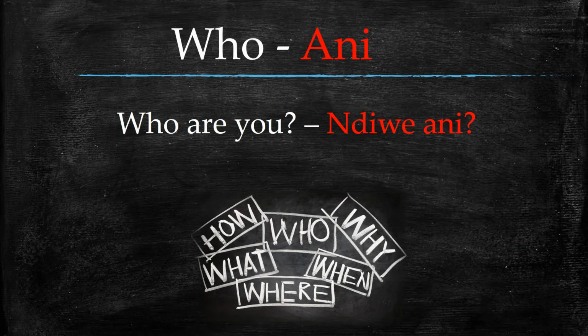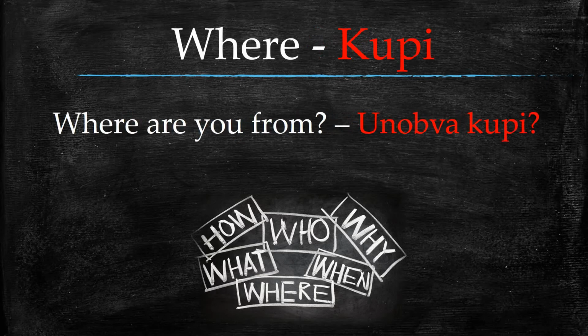The first one we have here is who. In Shona, who is ani. And our example there, if you want to say, who are you? You say, ndiwe ani. The second one is where. And the Shona word is kupi. And if you want to say, where are you from? You say, unova kupi.